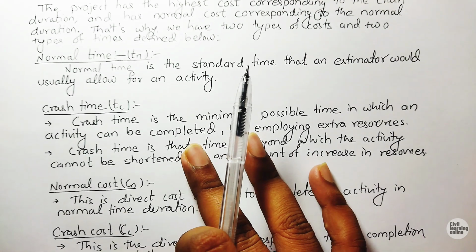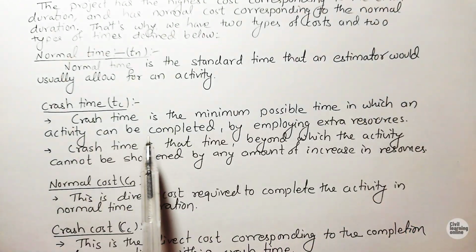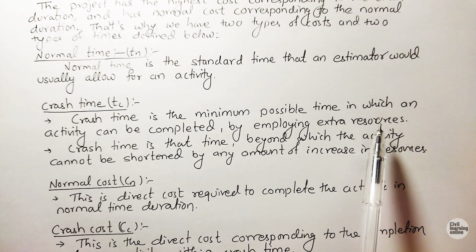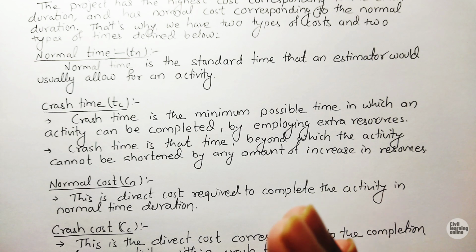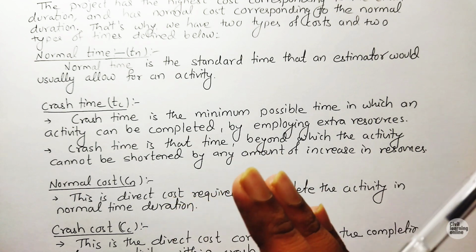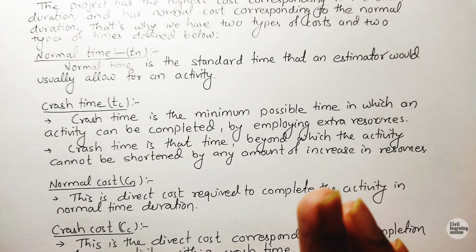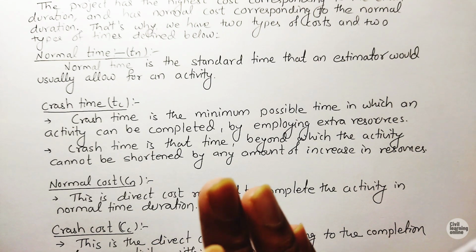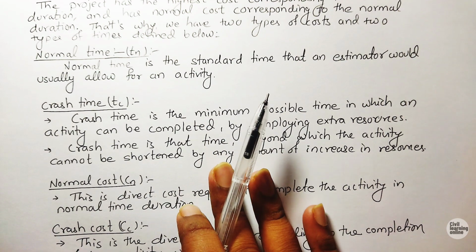And the second one is the crash time. Crash time is the minimum possible time in which an activity can be completed by employing extra resources. Crash time is the minimum time in which we have to complete the work by implementing extra resources, and it must be possible. We cannot simply crash the time; we need to crash it in such a way that other activities will not become critical.